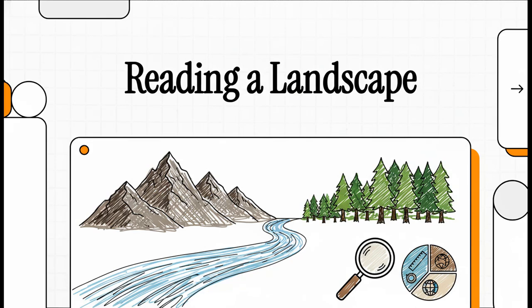Have you ever just stood somewhere, looked out at a landscape, mountains, rivers, forests, the whole shebang, and wondered how a scientist can see a whole story in what looks like just chaos? Well, today we're going to break down that exact process. We're diving right into the Geographer's Toolkit to learn how they use science to read the world around us.